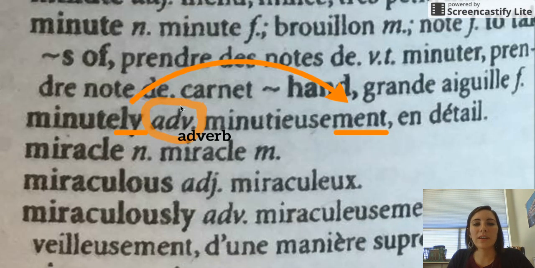Our next part of speech is an adverb. An adverb is describing how an action is being done. So if you are crying softly or if you are running slowly, the softly and slowly are adverbs because they're describing how you did the action, the verb. Right here, minutely, if I diced things minutely, very, very, very small, that is an adverb. In English, our adverbs end in ly, and in French, they end in ment, so it's easy to identify an adverb.